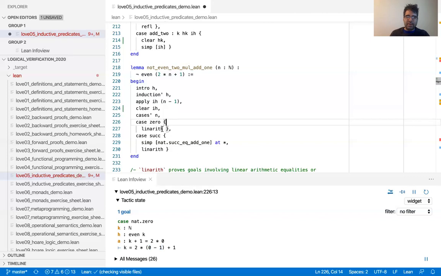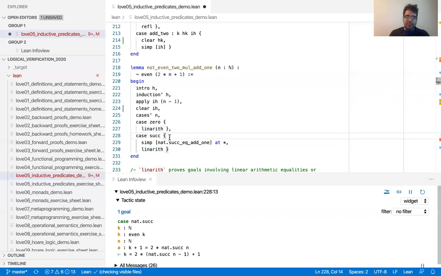And there's a tactic called linarith, which is a bit like cc, except that its special power is to know about arithmetic operators, especially plus, minus, and also a little bit of times, so times 2, times 3, and so on, as long as it's not two variables that are multiplied.